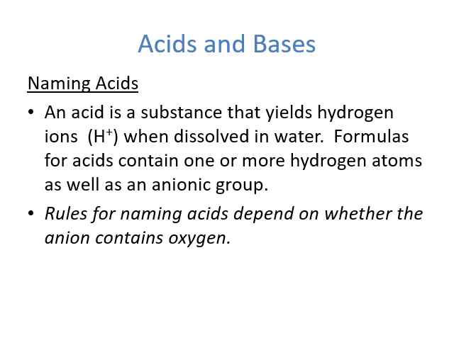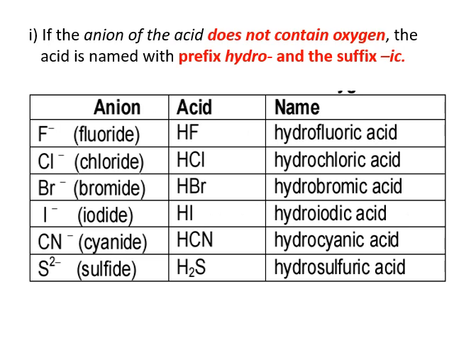Right, so next, how to name acids and bases. An acid is a substance that yields hydrogen ion, H+, when dissolved in water. The formula for an acid normally contains 1 or more hydrogen atoms as well as an ionic group. So it depends on whether the anion contains oxygen or not. Okay, let's look at this one.